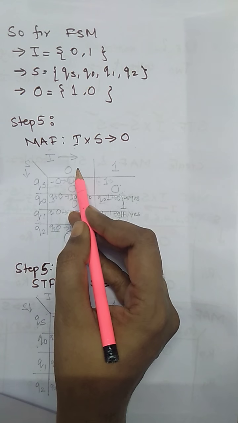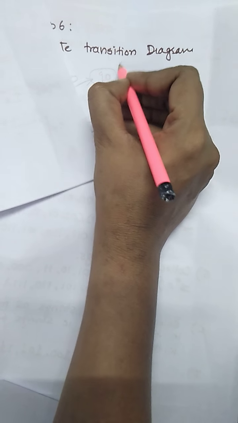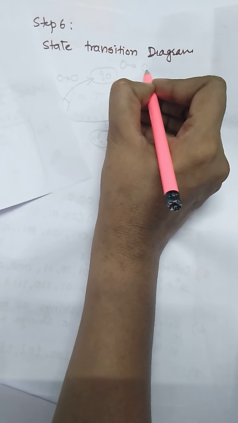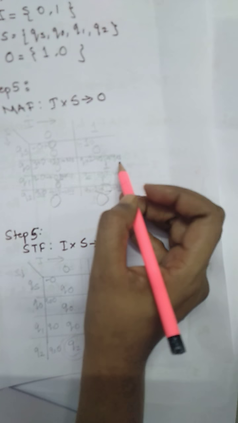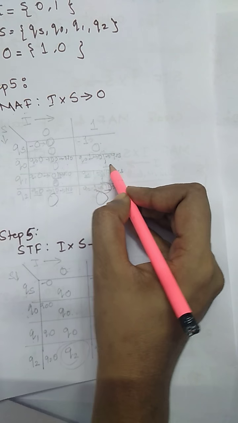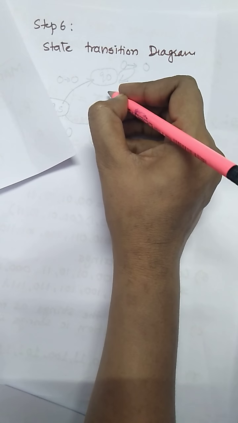Now Q0 on 0, output is 0. Q0 with input 0 and output 0 goes to Q0 itself. Now Q0 on 1, where is it going? It produces output 1 and goes to Q1. So Q0 with 1 produces output 1 and goes to Q1.